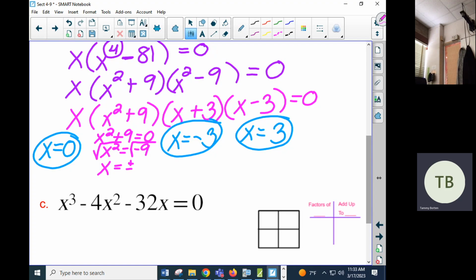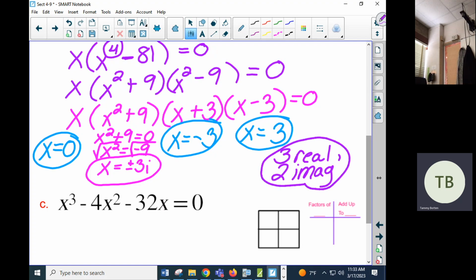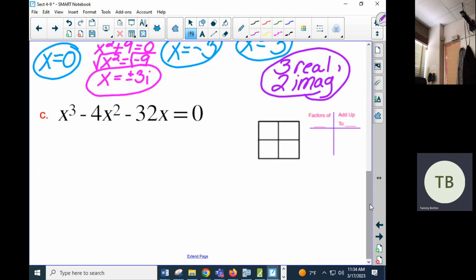What if you have a negative under a square root? I. And what's the square root of 9? 3. Very good. Do you get this is 2 answers because of the plus and minus? So how many are real here? 3 are real. And then how many imaginary? Yeah. So if I was grading this, I would grade not only the answers, but this part too. Okay. One more and then I'll be quiet.